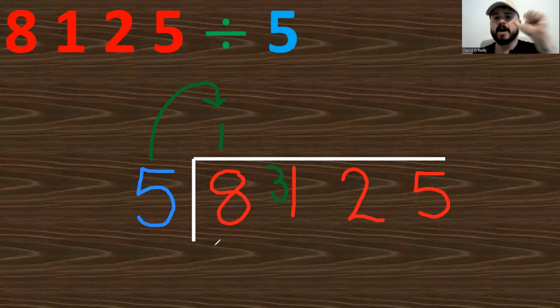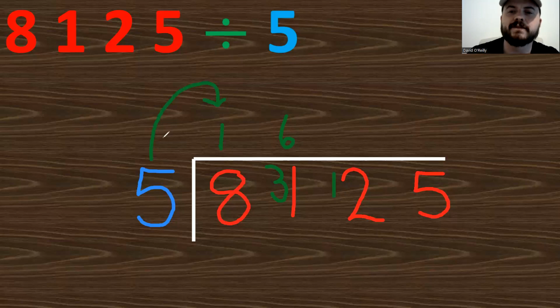Let's have a look. 5, 10, 15, 20, 25, 30. Let's not go any higher, because if we go higher, we're going to go above 31. Sorry, 5 goes into 31 6 times. But we landed on 30, didn't we? And we wanted to get to 31. So we've got a remainder of 1. So let's put that in front of the next number.